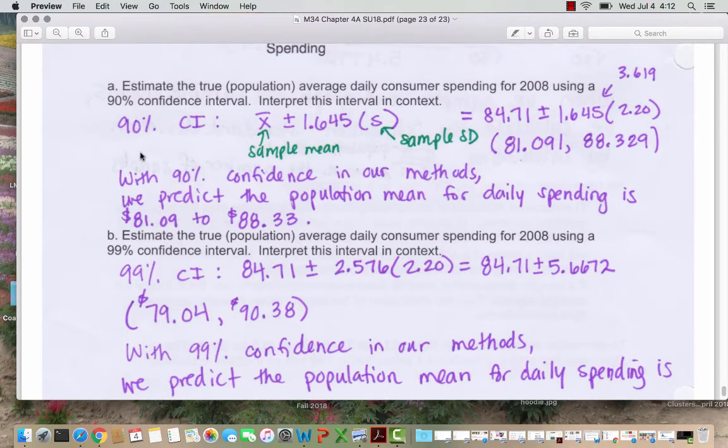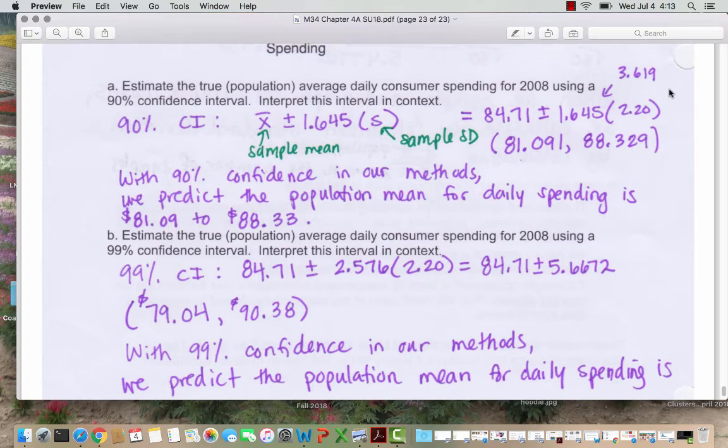So for our 90% confidence interval, we're going to start with the sample mean as our center, and then we're going to extend out. We want 90% confidence, so we use the corresponding z-score, 1.645, and then we're going to put our standard error in here. So we've got 84.71 plus or minus 1.645 times 2.20.